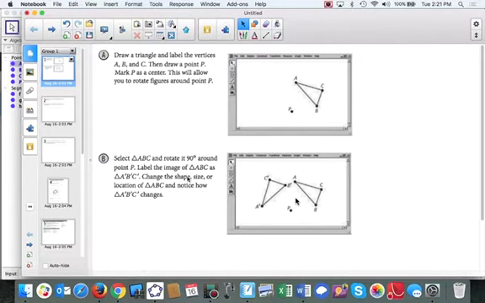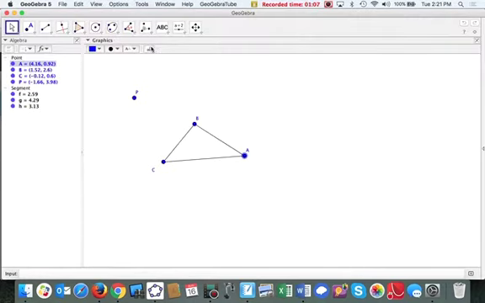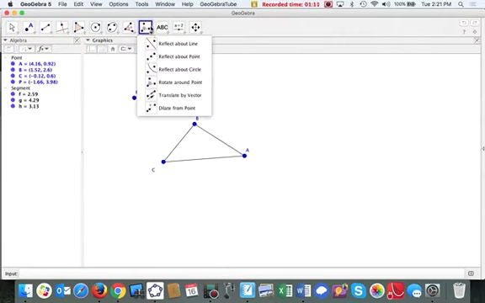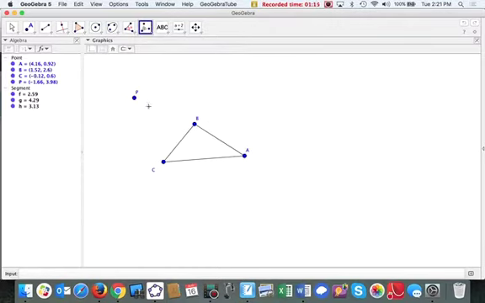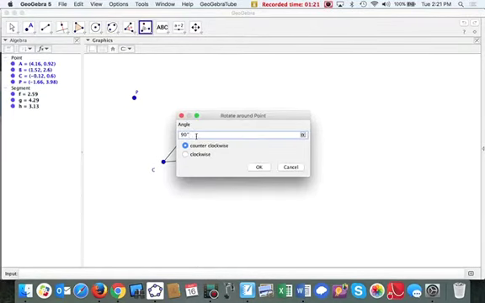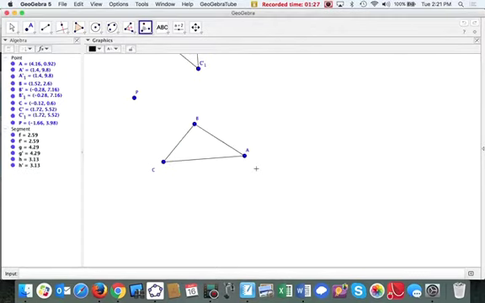In part B, it tells us to rotate that triangle around point P, and then it wants us to change the size, shape, and location of ABC and see how A prime, B prime, C prime changes. So I select in this pull-down menu the rotate around a point option. I select the triangle and then the point I'm going to rotate it around, and then it gives me a pop-up for how I want to rotate it. I want to rotate it 90 degrees counterclockwise, and there it is.